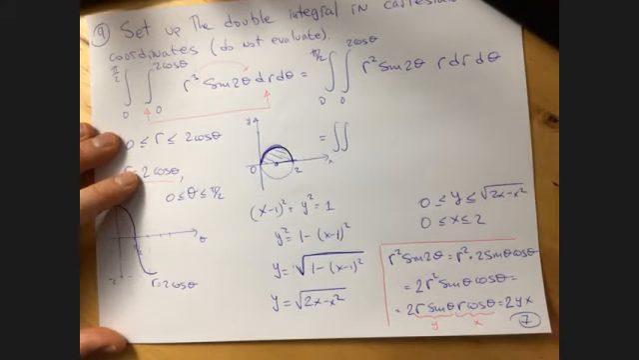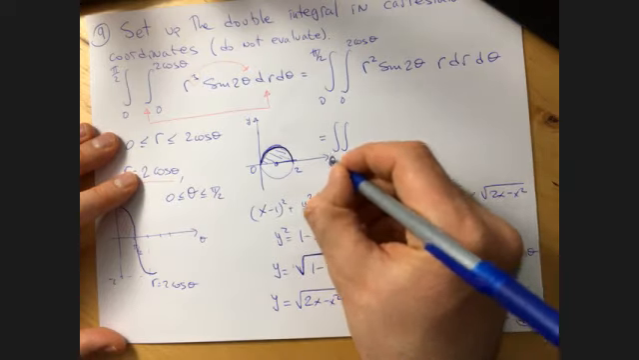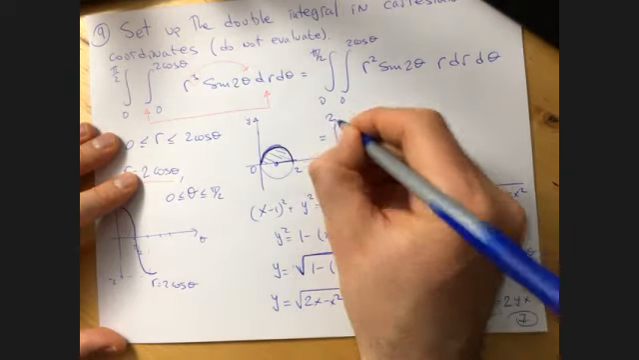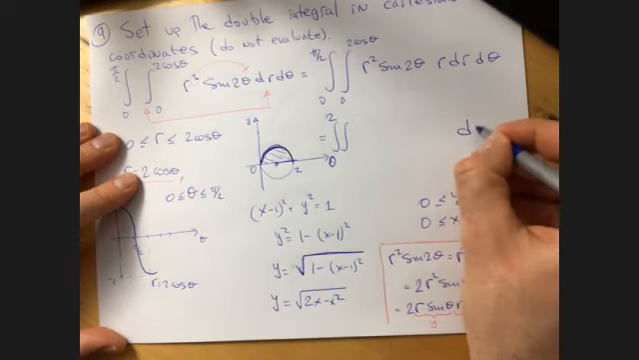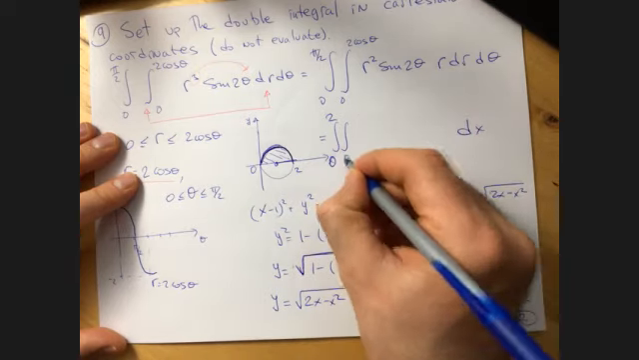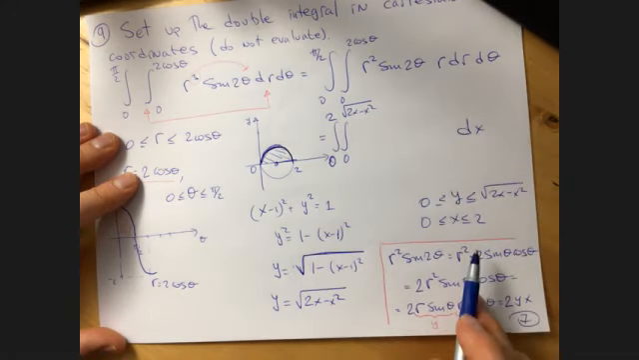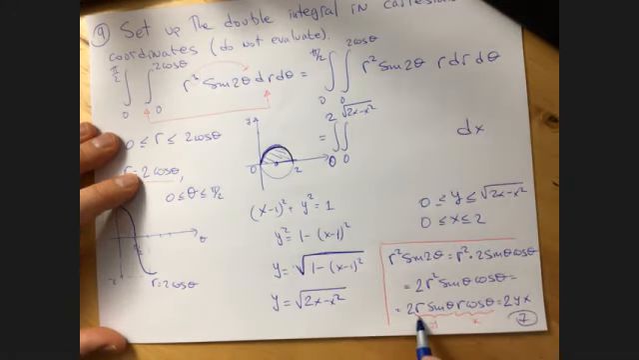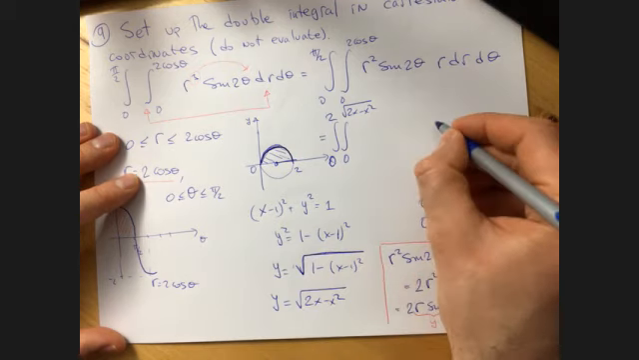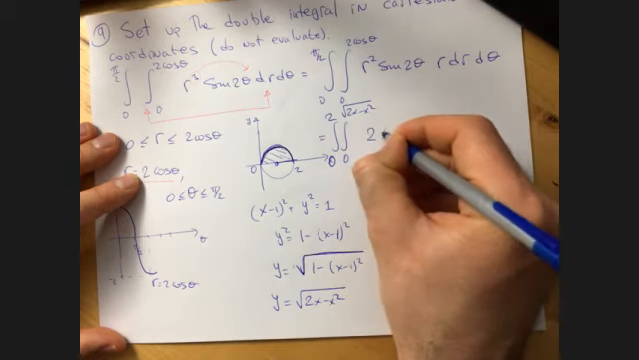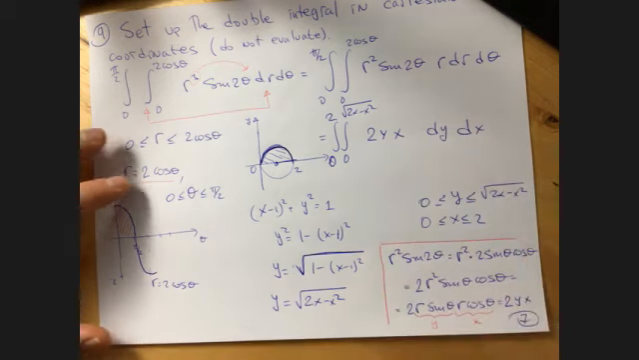And now I have everything. The new bounds are x from 0 to 2 dx, y goes from 0 to square root of 2x minus x squared dy, and the integrand is 2y or 2xy, which is the same thing.